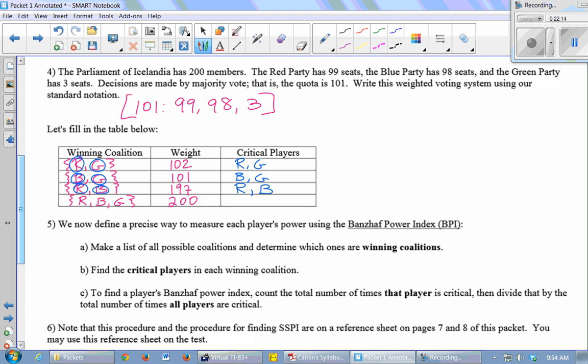What if blue leaves? Red and green would be left together. They have enough votes to meet the quota by themselves, so that makes blue not critical either. And if green leaves, red and blue would be left together, and they also have enough votes to meet the quota by themselves, so they don't care if green leaves. Green is not critical. So in this coalition, none are critical.